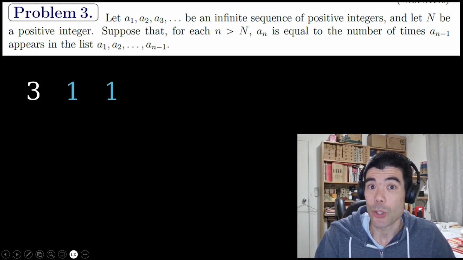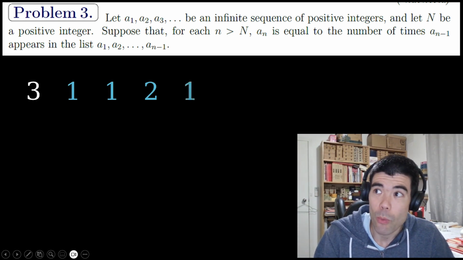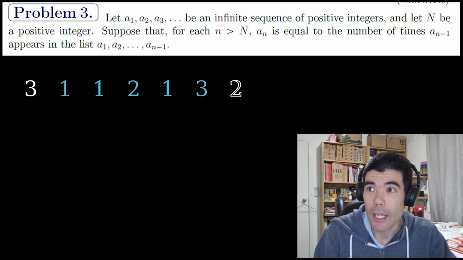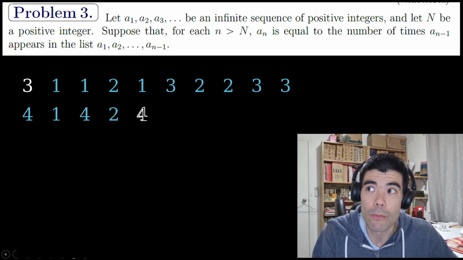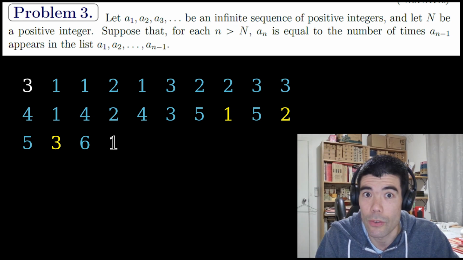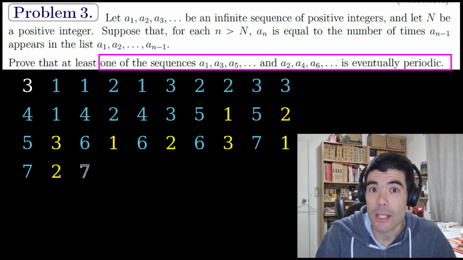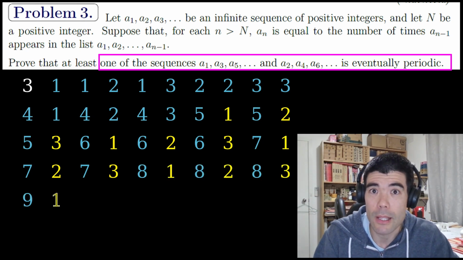Now 1 has appeared twice, so we place a 2. 2 has appeared once, we place a 1. 1 has now appeared 3 times, we place a 3. We keep going, and after some time we notice that every second term repeats in the cycle 1, 2, 3, 1, 2, 3, 1, 2, 3. And that is what we need to prove, that every second term forms a sequence which is eventually periodic. So it'll form a sequence which repeats itself again and again.